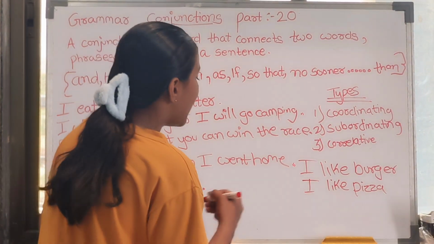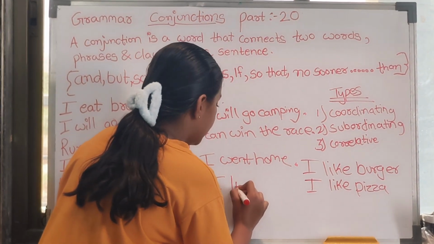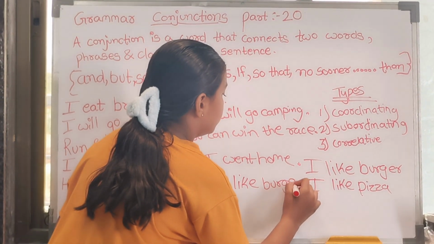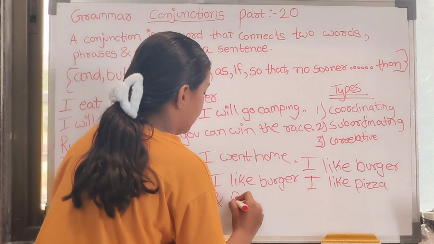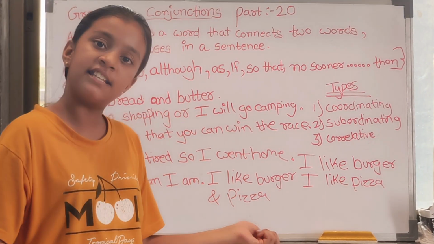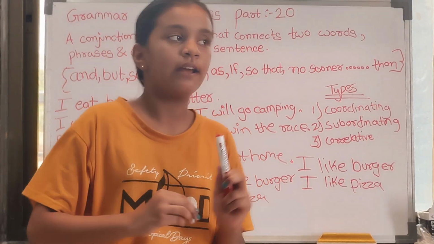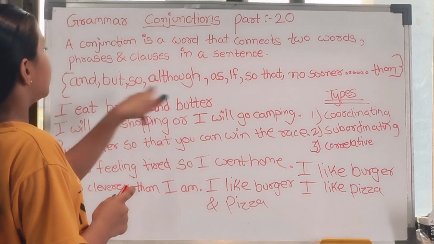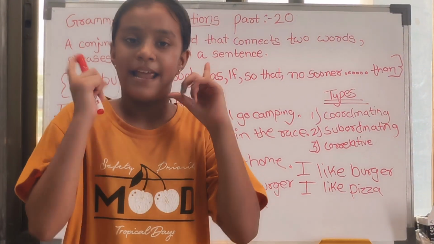Clear, everyone? So I will write here like this. I like burger and pizza. So here I have written two sentences in one sentence only. In this way the conjunction helps us. Clear, everyone?